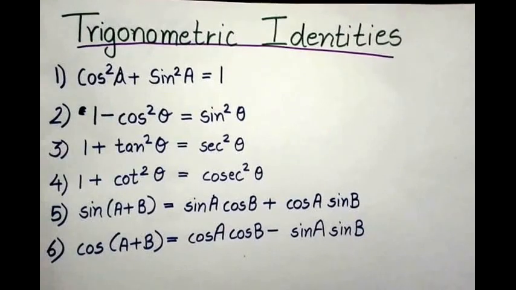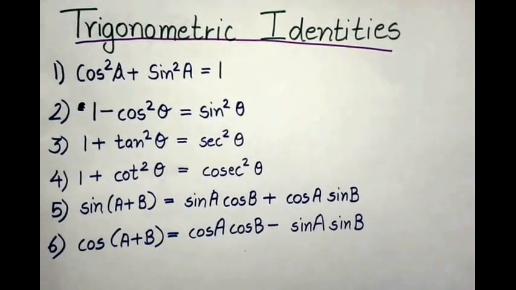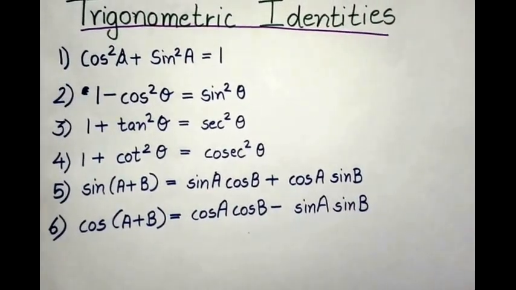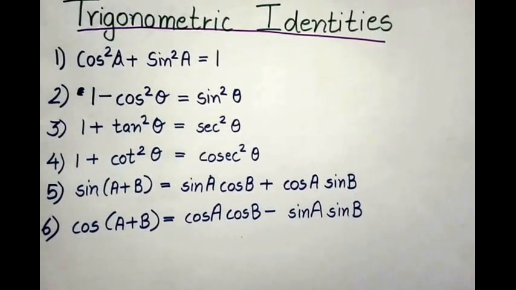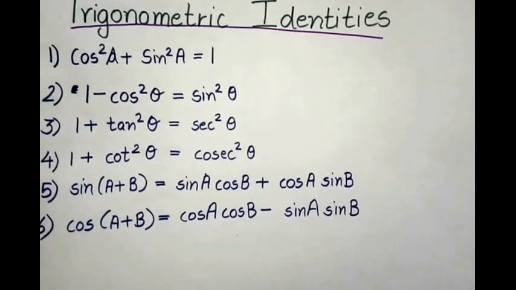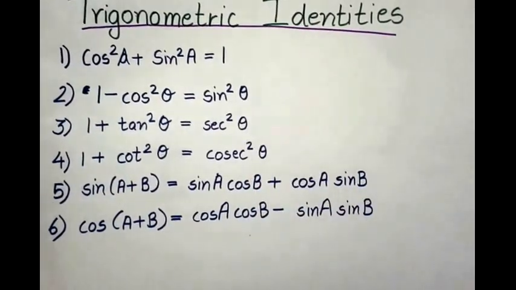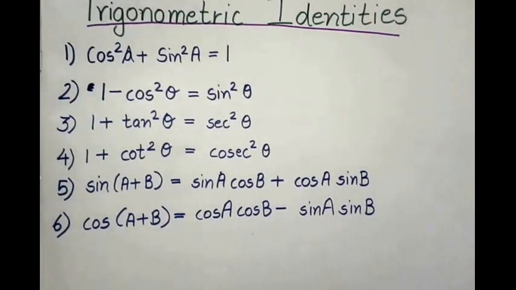In this chapter, I will tell you about trigonometric identities. What are trigonometric identities? First, what is the meaning of identity? An equation is called an identity when it is true for all values of the variable involved.